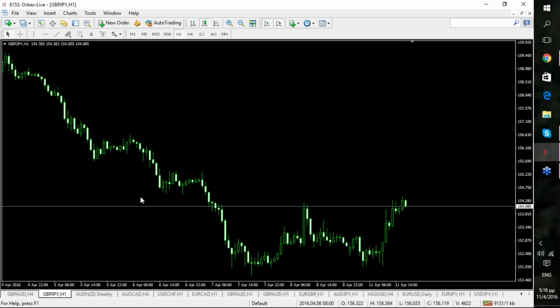GBP JPY, we're looking at it here. Short term, looking at the 1 hour, so we're planning for short term. Usually that's your ABCD, right? Now you've got AB there, correct? And then you've got CD here roughly. Okay, it stopped around that.